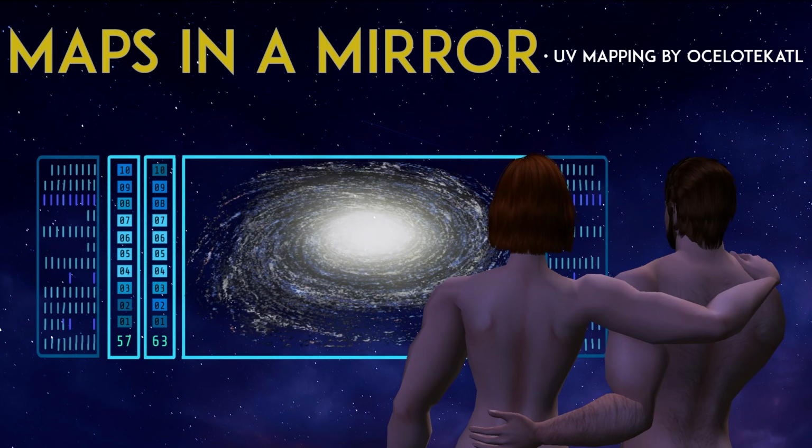Welcome everybody, this is Jason and the name of this week's workshop is Maps in a Mirror. It's a workshop about UV mapping. So let's have a look.